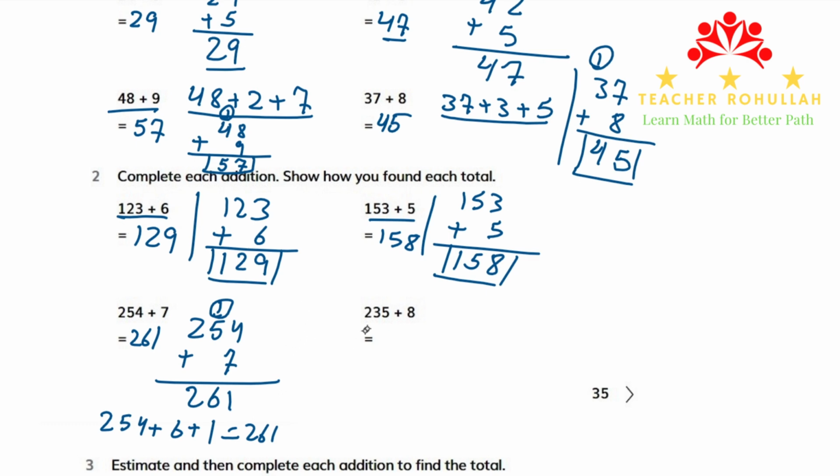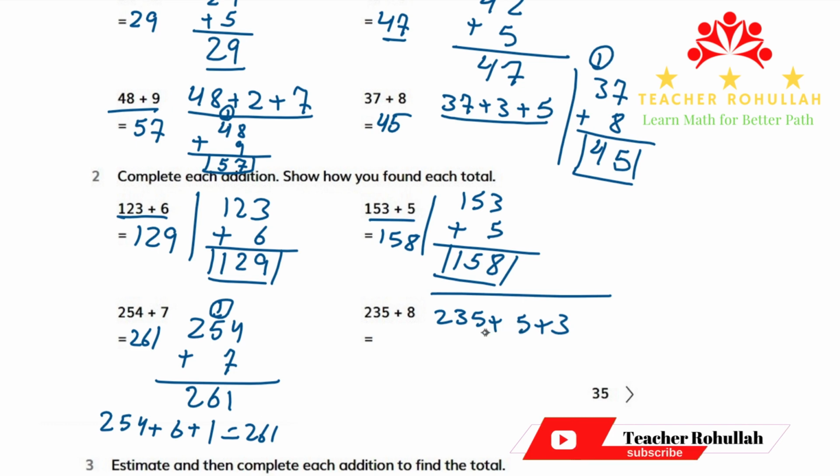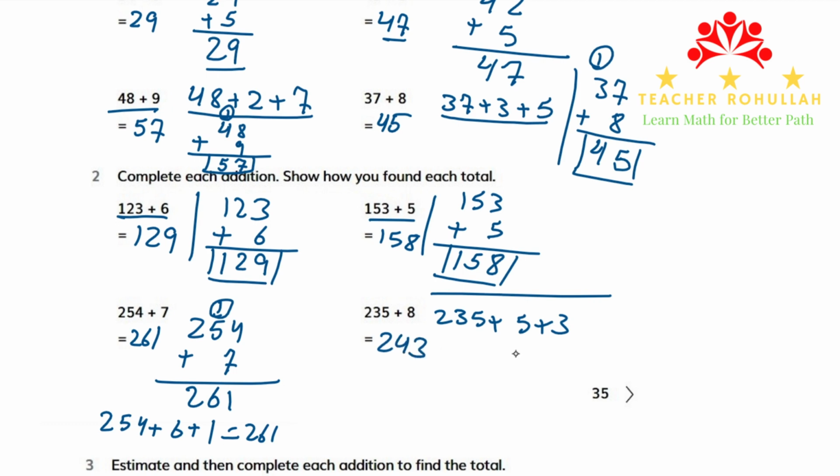In the last part, we have 235 plus 8. Here also, I will first use compose and decompose. 235 plus 5 plus 3. 5 plus 3 is 8, but this can make our work very easy when we add with 235. 235 plus 5 is 240, and 240 plus 3 is 243, which is the easiest way to find the answer.